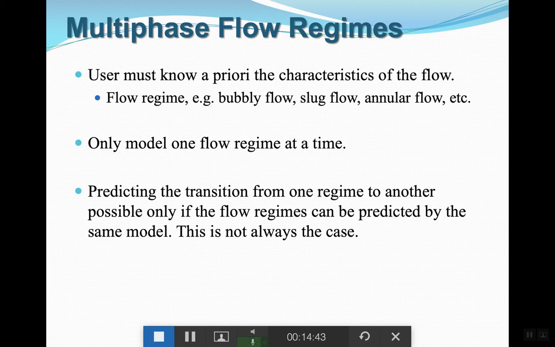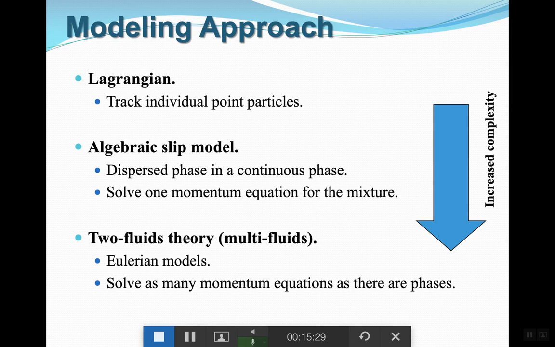Predicting the transition from one regime to another is possible only if the flow regimes can be predicted by the same model. So meaning, if you can use one single model for two different regimes, you can basically predict, and by predict we mean in your simulation, the transition from one to another. Otherwise, you can't. If the model you're using for simulating the two regimes are different, you can simulate each regime differently, but predicting the transition is not possible, and you have to do that through theory and experimentation and so on and so forth.